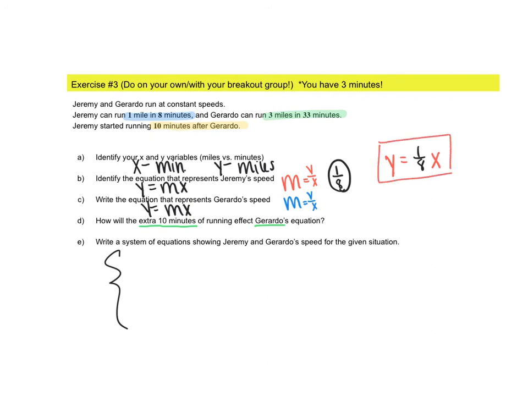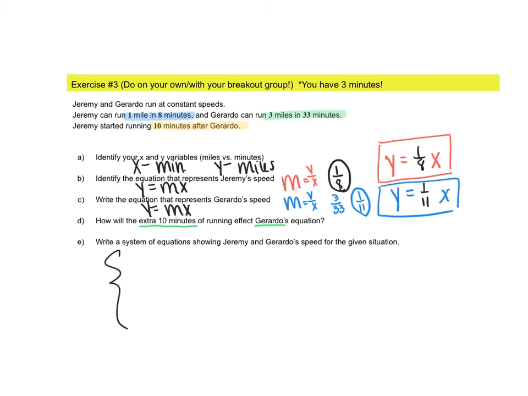And we're going to do the same thing for Gerardo's. Gerardo's is y divided by x, 3 miles in 33 minutes. Well, this reduces to 1/11. So this becomes y equals 1/11 x.